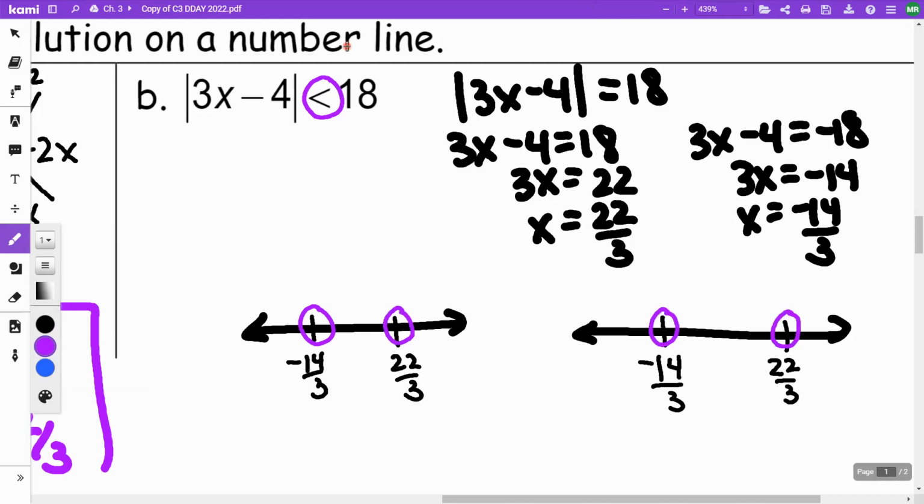And then I need to decide where I'm going to shade. Now, this is an absolute value. We want to know where the absolute value is less than 18. So this is really where it is 18, that's at a height of 18 if you're thinking about it as a graph. These two points here would be where it would touch a height of 18 on a graph. Absolute value is a V-shaped graph, so I'm going to think about this as a V.